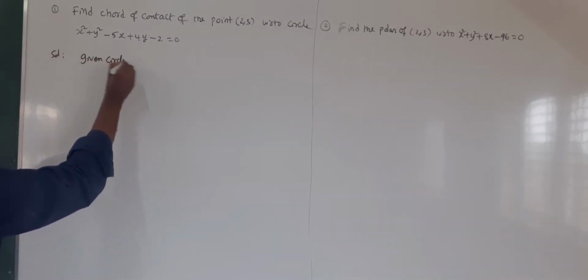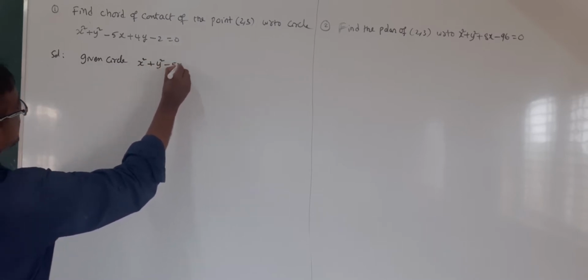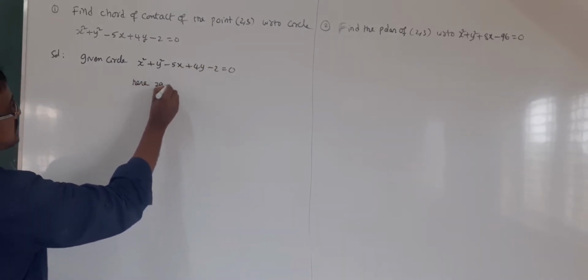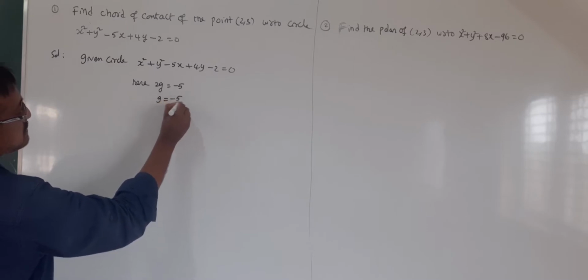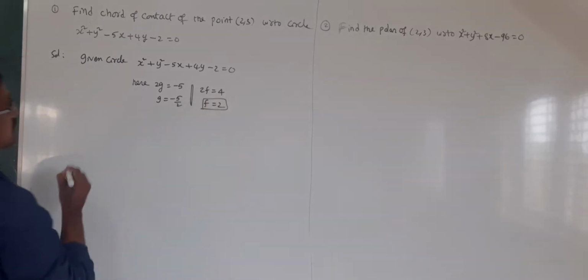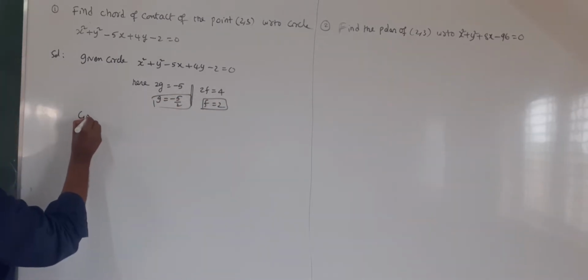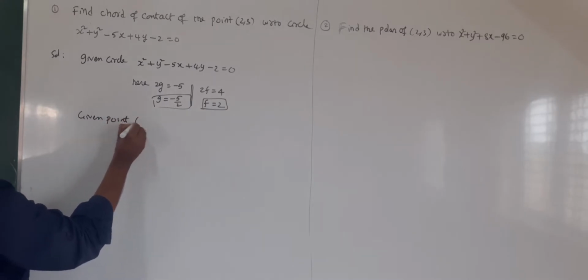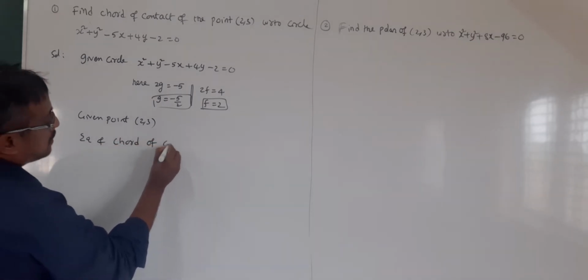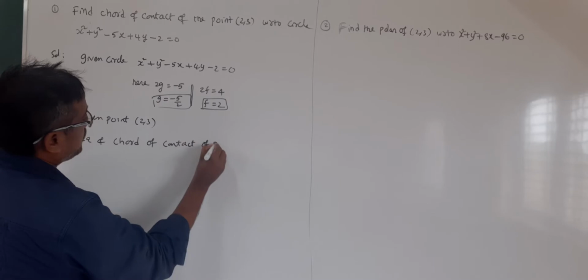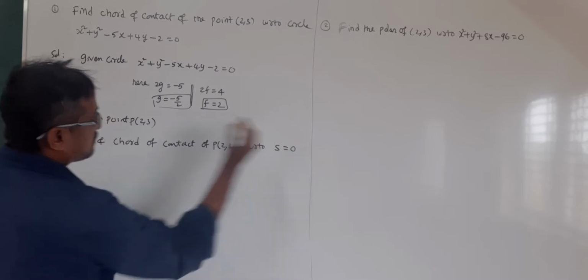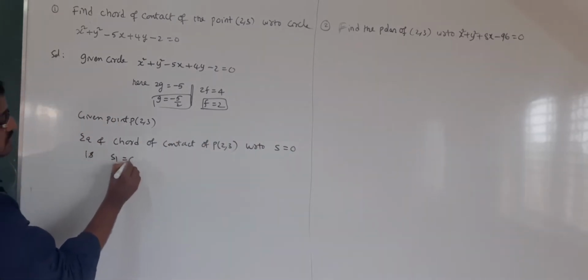Given circle x² + y² - 5x + 4y - 2 = 0. Here 2g = -5, g = -5/2, and 2f = 4, f = 2. Now given point (2, 3). So the equation of chord of contact of P(2, 3) with respect to S = 0 is S1 = 0.